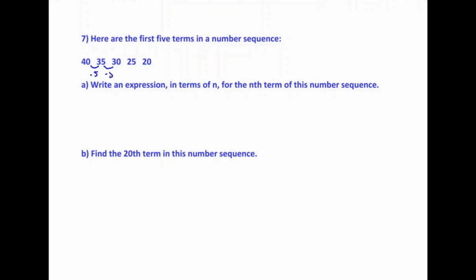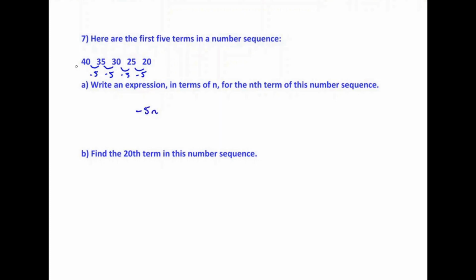35 to 30, again, we take away 5. 30 to 25, we take away 5. And 25 to 20, we take away 5. So the first part of our nth term then is going to be negative 5n.